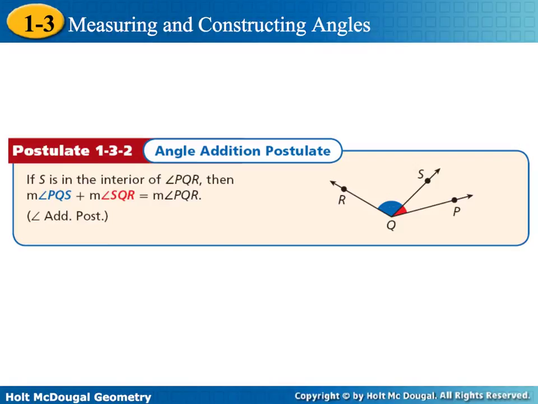All right, so here's the angle addition postulate. If S is in the interior of PQR, so here's angle PQR, and S is in the interior. Again, this is the interior of the angle. This would be the exterior. They tell us S is in the interior. So the two angles created by the S will add up together to be the whole angle. So what that means is this little red angle added with this little blue angle will equal PQR.